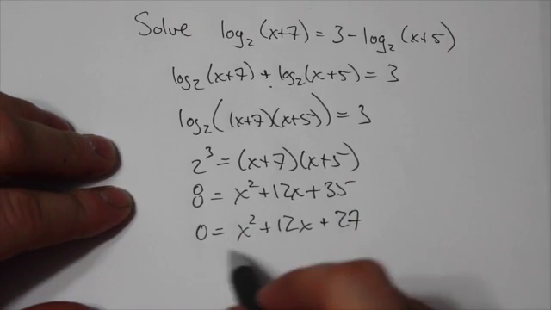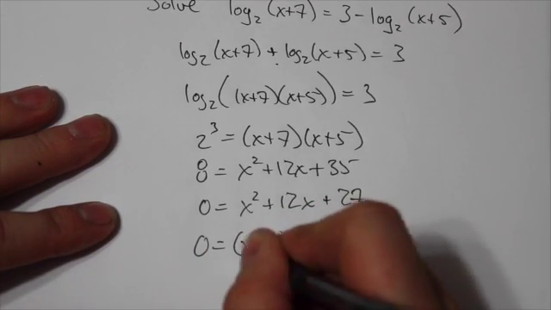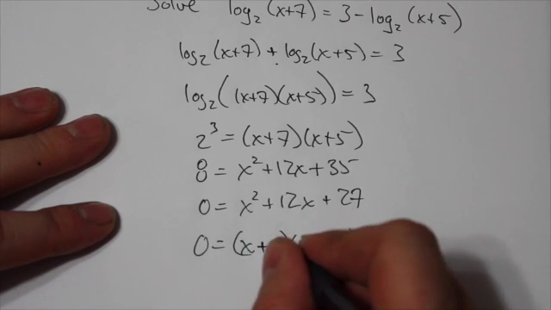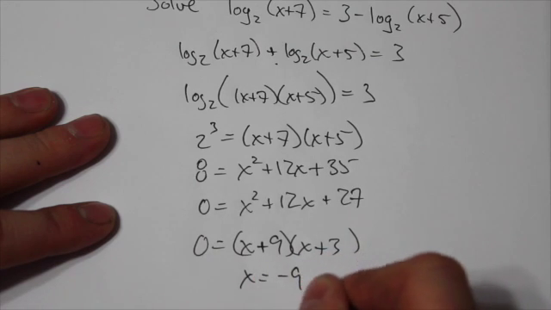And so I bring the 8 over, set it equal to 0, and I know that what I want to do now is factor that. So that is going to be x plus 9, x plus 3. So my answers here are going to be -9 and -3.